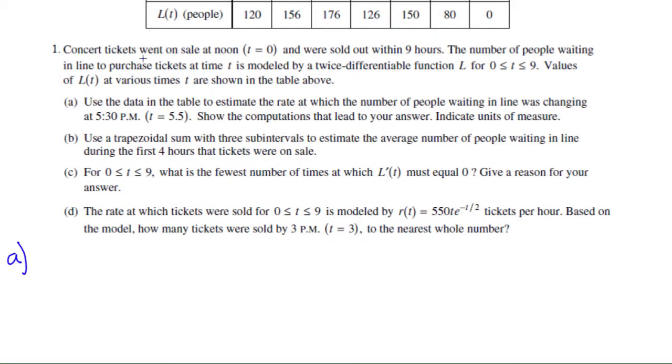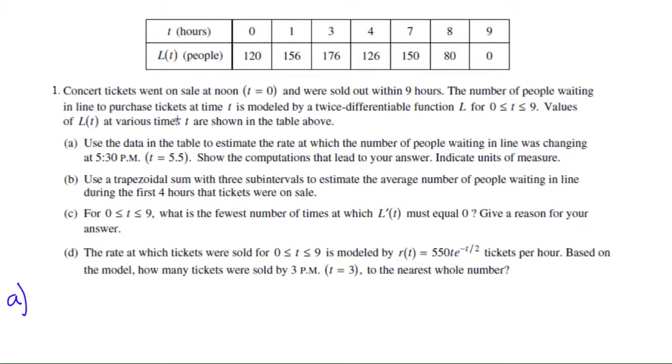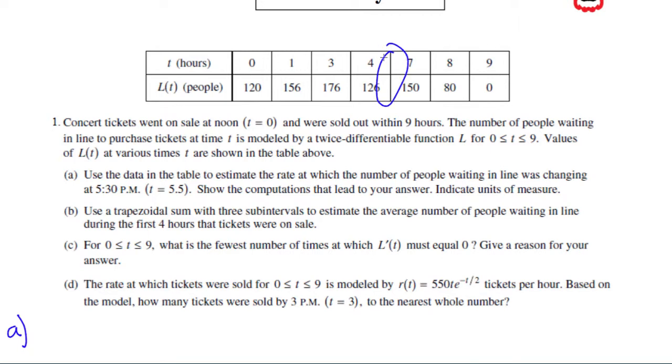Let's go ahead and do this one. So concert tickets went on sale at noon. So it's kind of important to know that noon is when t equals 0, which kind of messes up some of the problems. A is saying use the data in the table to estimate the rate at which the number of people is changing at 5:30, so 5.5. So at 5.5, we can see 5.5 is right here.